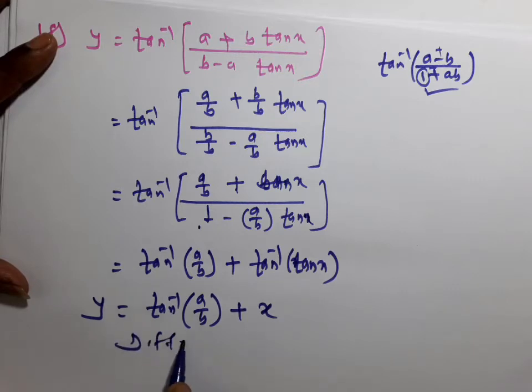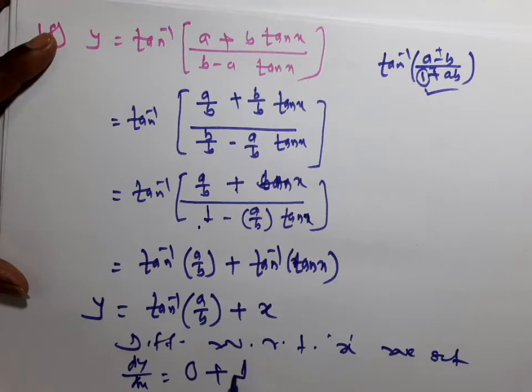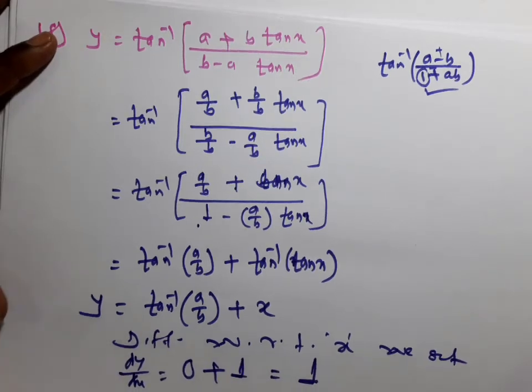Now differentiate with respect to x, we get dy by dx is 0 plus 1, that is 1.